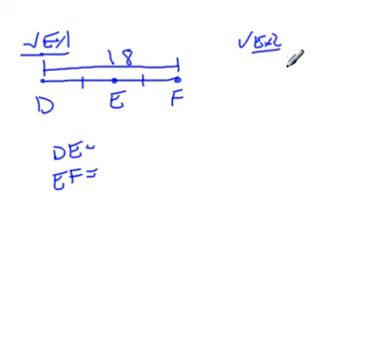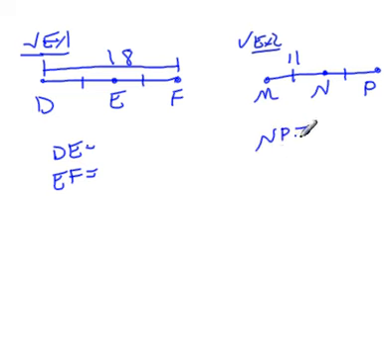Check your understanding, example 2. Your segment is MP, and we're going to put N in the middle this time. We know that they're both equal, and we know that MN is 11. So I want you to tell me what NP is equal to, and I also want you to tell me what MP is equal to.